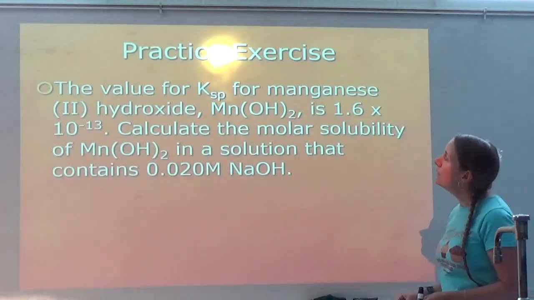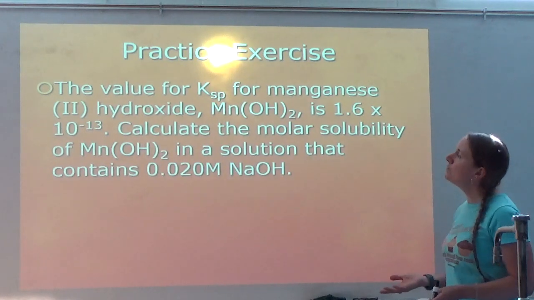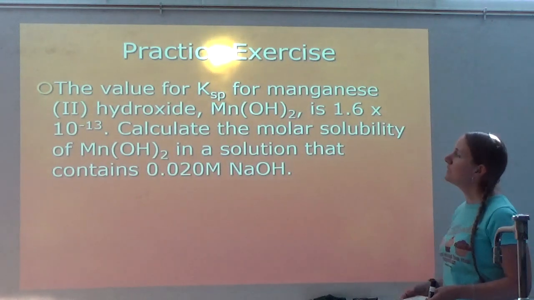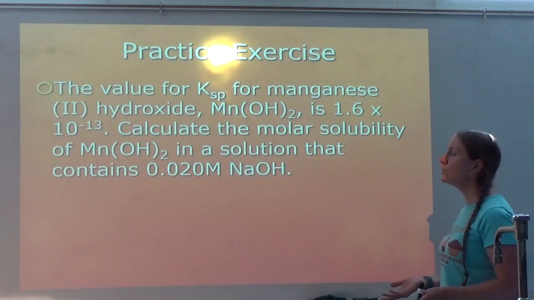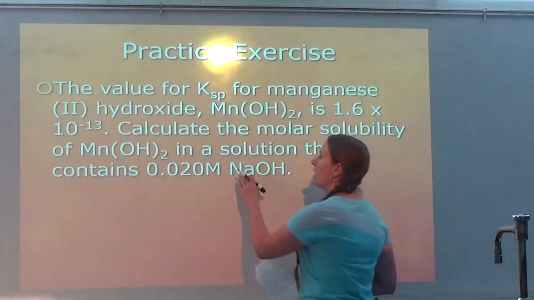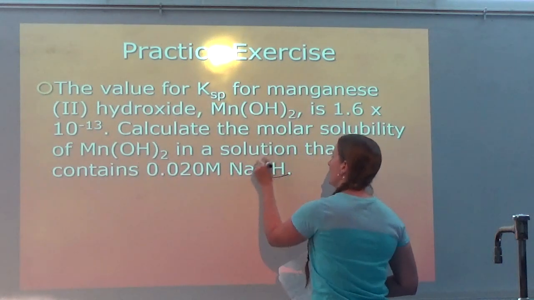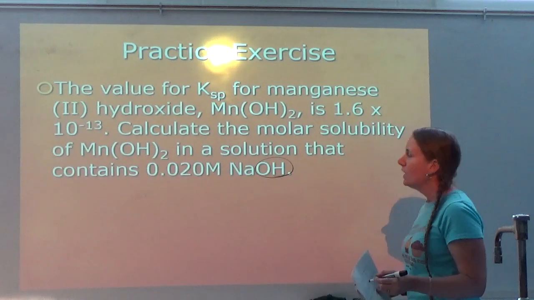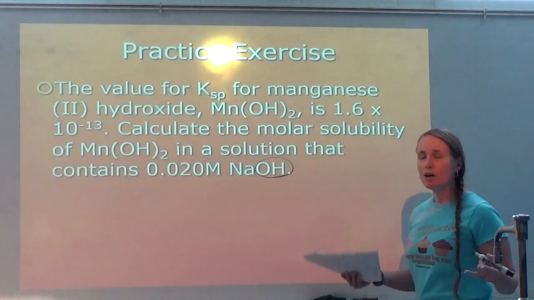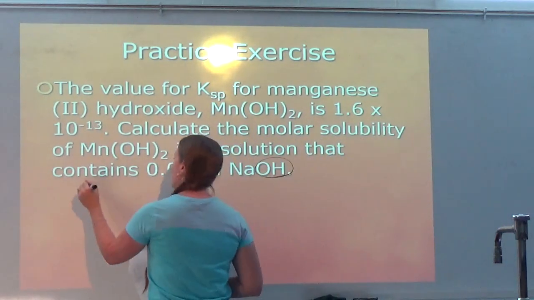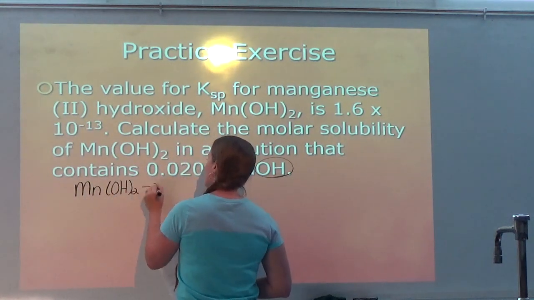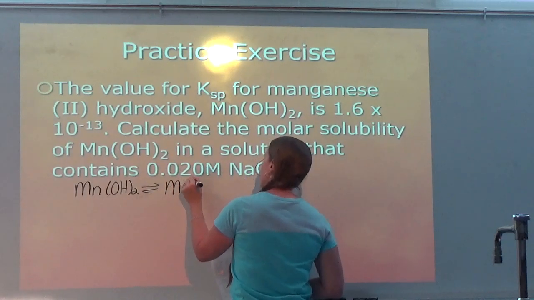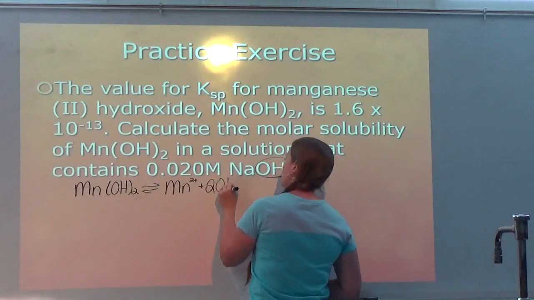It says the value for KSP for manganese 2 hydroxide is 1.6 times 10 to the negative 13. Calculate the molar solubility of manganese hydroxide in a solution that contains 0.02 molar NaOH. Obviously they don't have Na in common, they have OH in common. So I'm starting with some hydroxide already. Let me start with my equation: manganese hydroxide breaking up into manganese and 2 hydroxides.